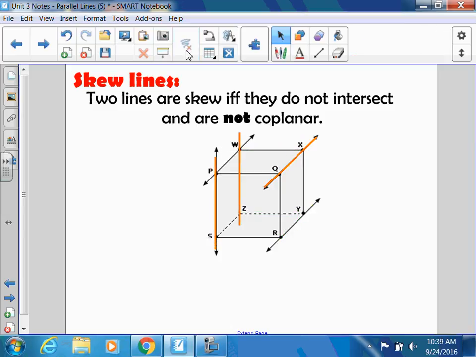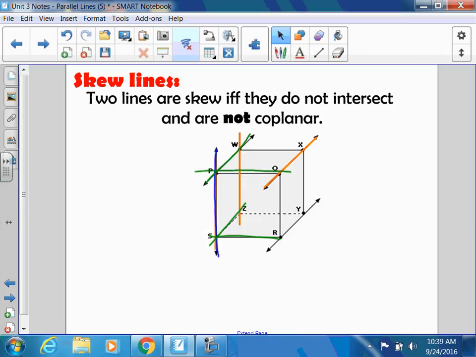What would be parallel to PS? Well, that would be WZ, XY, and QR. Those are three lines that are parallel to PS. And then I want to focus on, well, what would be perpendicular to PS? So here's PS again. Perpendicular would be SR, SZ, PW, and QP. Those will all be perpendicular to PS.